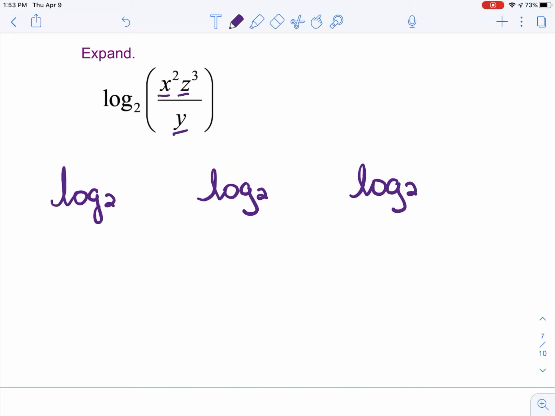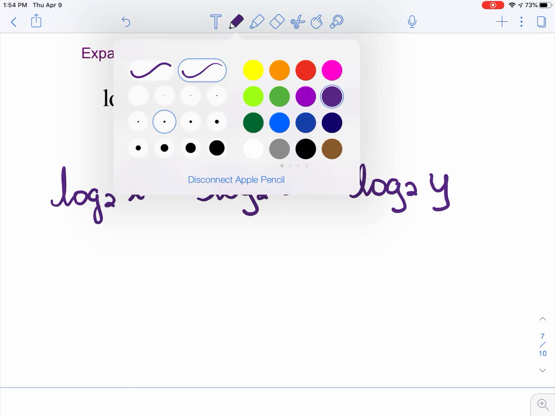Now, whatever is in the numerator, we're going to add. So x squared plus z cubed, because those two are being multiplied and they are in the numerator. Next, I have y, but where is y located? If it's located in the denominator, you are going to subtract. Now you think, oh, I'm finished, but no.